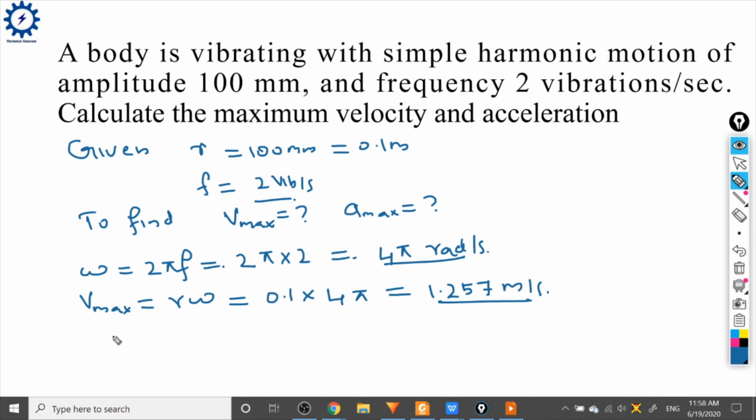Now we have to determine maximum acceleration. Maximum acceleration equal to omega square into r. Substituting the values, we have omega equal to 4 pi square, and R is 0.1. Substituting the value, we will be getting 15.79 meter per second square.